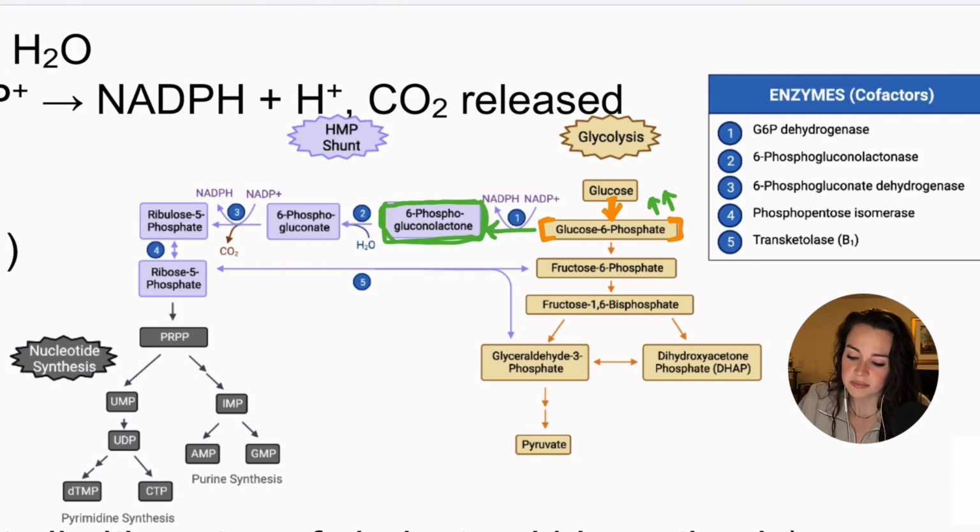So when there's high G6P, we're going to do Step 1 right here, turning glucose 6-phosphate into 6-phosphogluconolactone. And the enzyme that mediates this is really high yield. It is called G6P dehydrogenase. And to make this conversion, this G6P dehydrogenase is going to take NADP plus and turn it into NADPH.